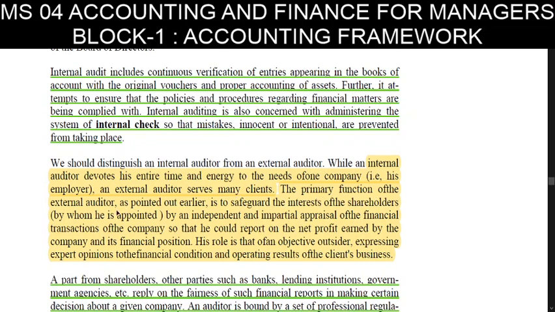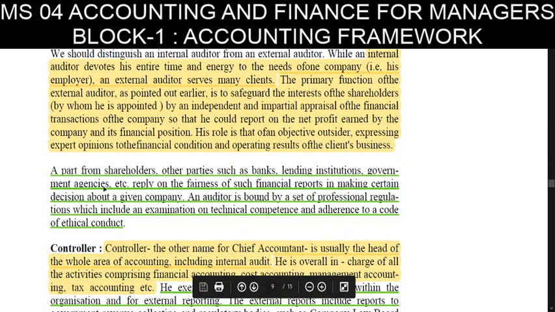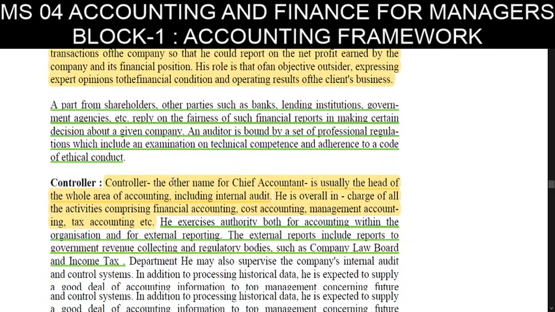The primary function of the external auditor is to safeguard the interests of the shareholders by an independent and impartial appraisal of the financial transactions of the company so that he could report on the net profit earned by the company and its financial position. His role is of an objective outsider, expressing expert opinions on the financial condition and operating results of the client's business. Apart from shareholders, other parties such as banks, lending institutions, and government agencies also rely on the fairness of such financial reports in making certain decisions about a given company. An auditor is bound by a set of professional regulations which include an examination on technical competence and adherence to a code of ethical conduct.